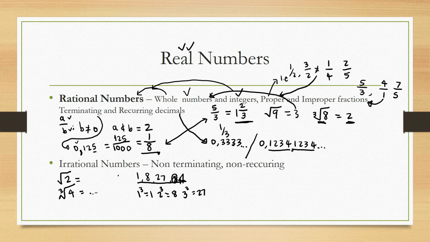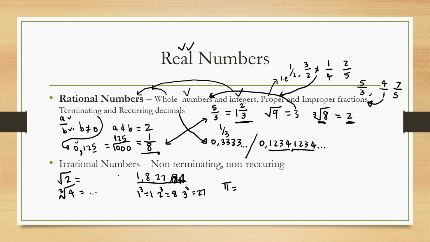Other numbers that can fall under the category of irrational numbers include pi, which is written with this symbol, and which can be represented as 22/7. But again, this does not fall under your rational numbers because you'll notice that it's a decimal that does not terminate, but it is also non-recurring, as there is no pattern at all after the comma.